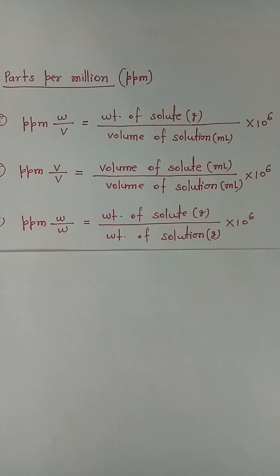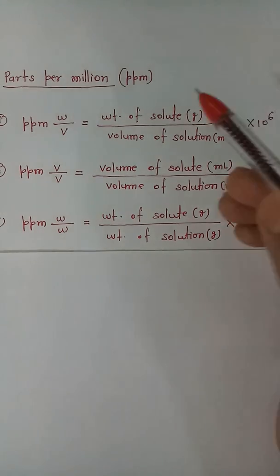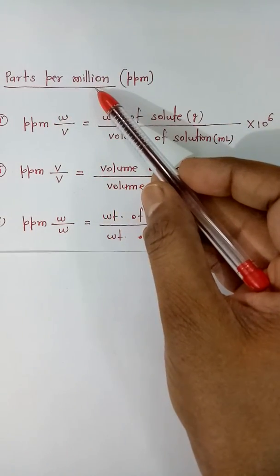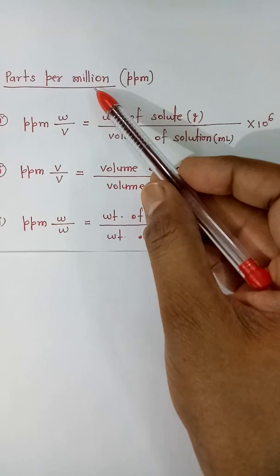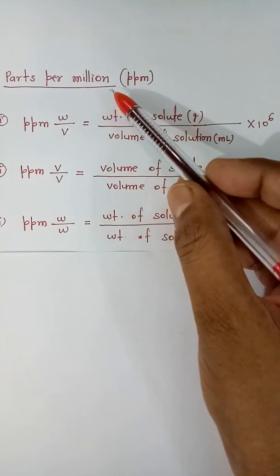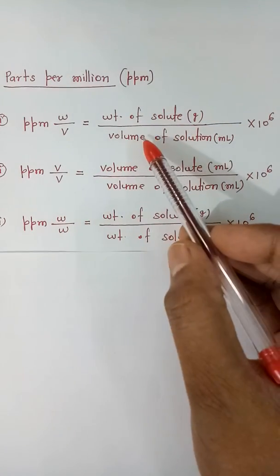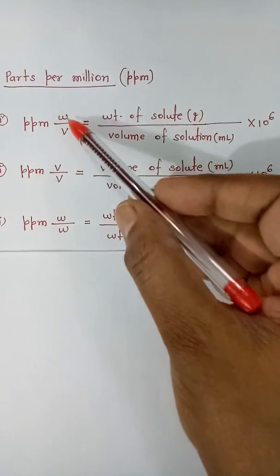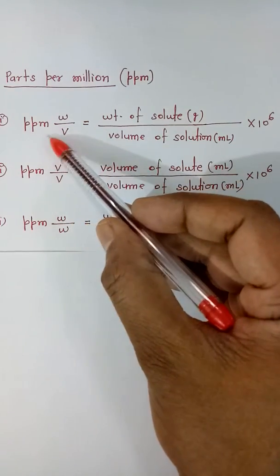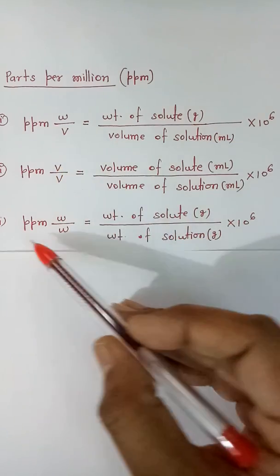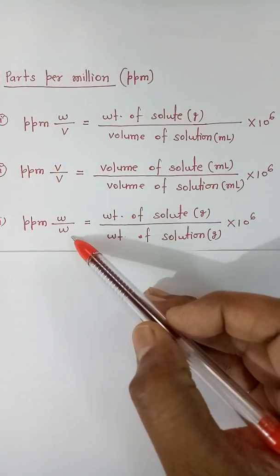Hello students, this is my fifth video on the concentration chapter of solutions, and the next concentration term today is parts per million. This concentration term can be used when a solute is present in trace quantities. Now parts per million can be defined in different ways: parts per million weight upon volume, parts per million volume upon volume, and parts per million weight upon weight.